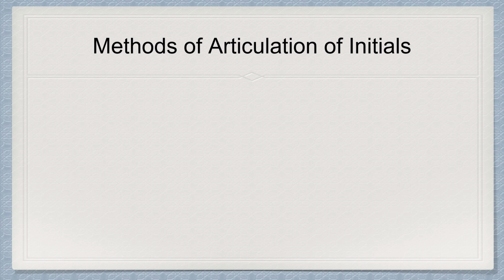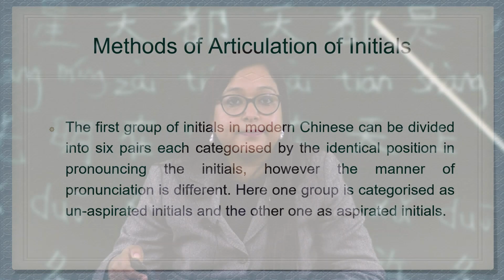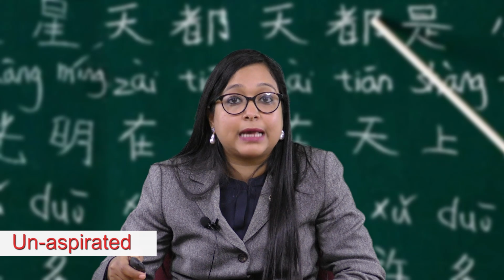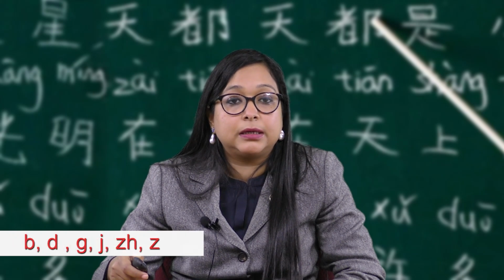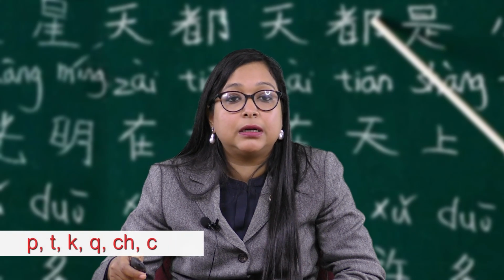Methods of articulation of initials. The first group of initials in modern Chinese can be divided into six pairs, each categorized by the identical position in pronouncing the initials. However, the manner of pronunciation is different. Here, one group is categorized as unaspirated initials and the other as aspirated initials. The unaspirated initials are b, d, g, j, zh, z. The aspirated initials are p, t, k, q, ch, c.